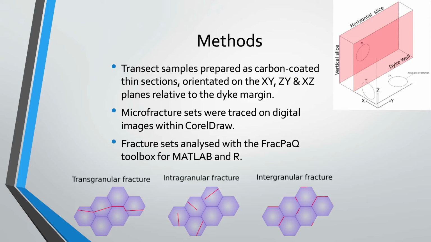Microfractures are commonly classified based upon geometric relations to grains, such as transgranular fractures, where fractures cross multiple grains. The FracPaQ toolbox for MATLAB was used to quantify the characteristics of each fracture set, such as fracture orientation, length and intensity, with further statistical analysis carried out within R.